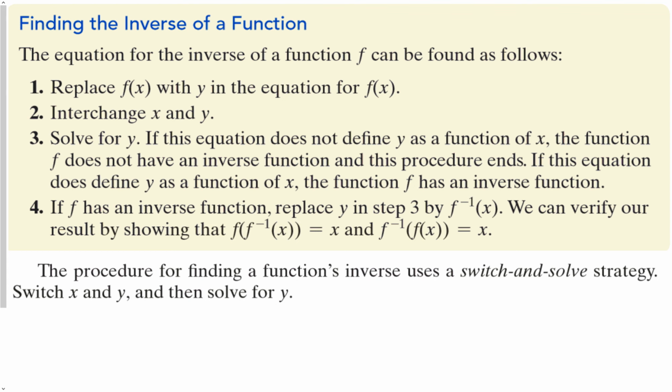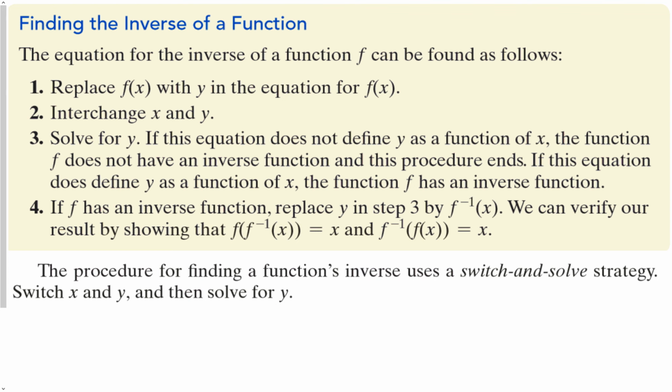So to find the inverse of a function, we're going to follow these 4 steps. First, replace f of x with y in the equation for f of x. So I'm just going to make f of x into y. Then interchange x and y. And I can do this because of the property that says the domain of f is equal to the range of the inverse. Once I do this, I solve for y.